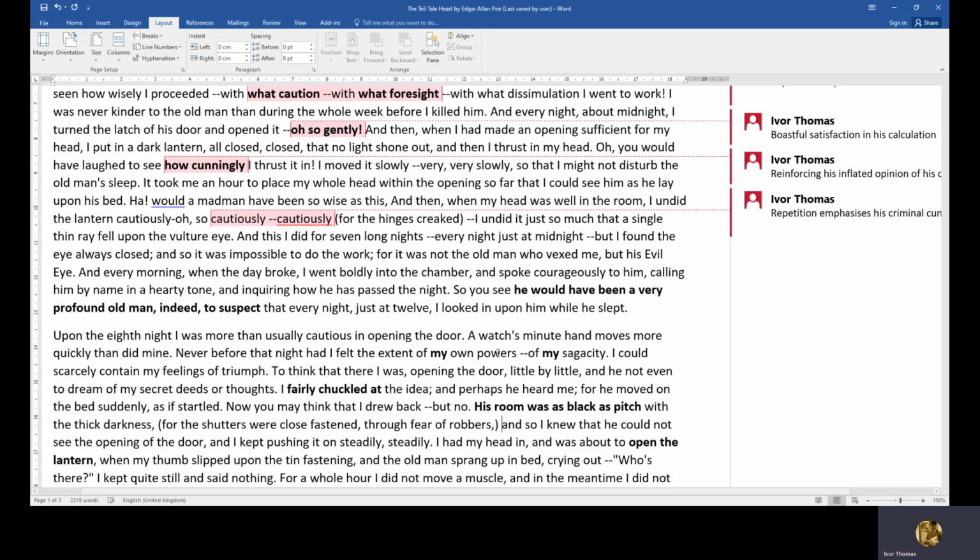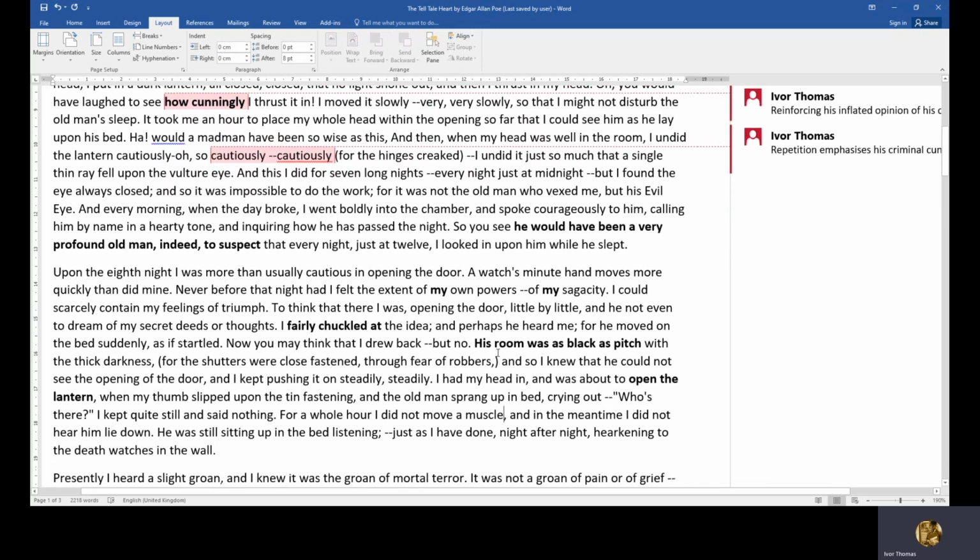And so I knew that he could not see the opening of the door, and I kept pushing it on steadily. I had my head in, and I was about to open the lantern when my thumb slipped upon the tin fastening, and the old man sprang up in bed, crying out, "Who's there?" I kept quite still and said nothing. For a whole hour I did not move a muscle, and in the meantime I did not hear him lie down. He was still sitting up in the bed, listening, just as I have done night after night, hearkening to the death watches in the wall.